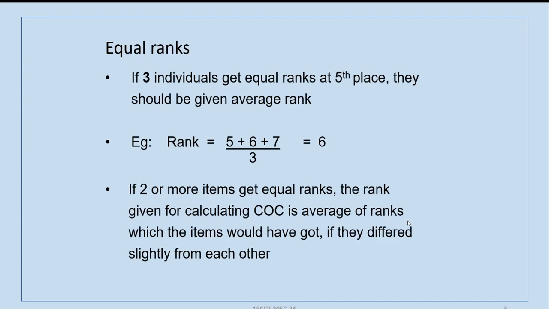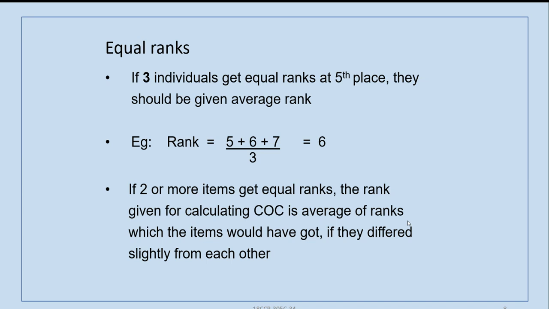If 3 individuals get equal ranks at 5th place, they should be given the average rank. That is 5, 6 and 7. So the average rank will be 6. If 2 or more items get equal ranks, the rank given for calculating the coefficient of correlation is the average of the ranks which the items would have got. That means in reality they should have got 5th and 6th. But instead of 5th and 6th, we are getting only 5. So in that case, we will take the average (5 + 6) / 2, that is 5.5.